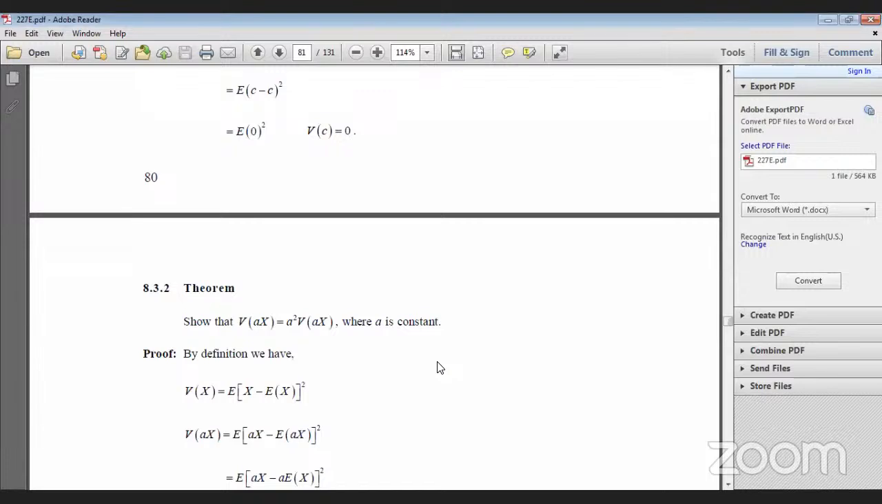Then the theorem. I show that the variance of... Am I audible? Is it audible?